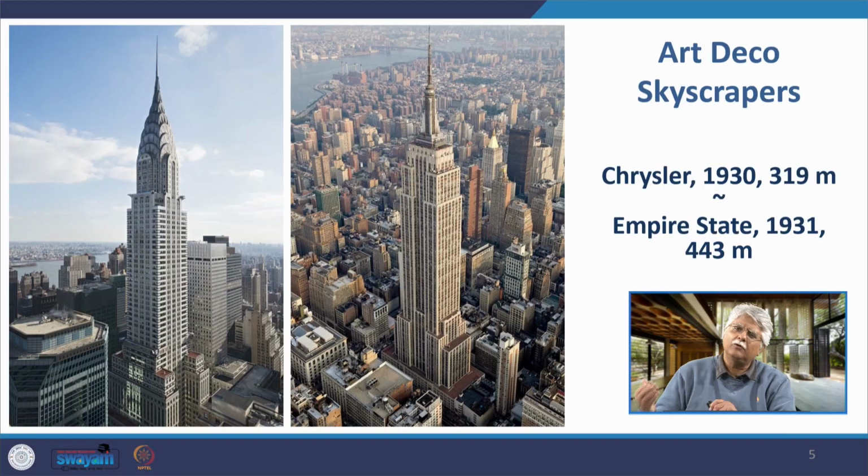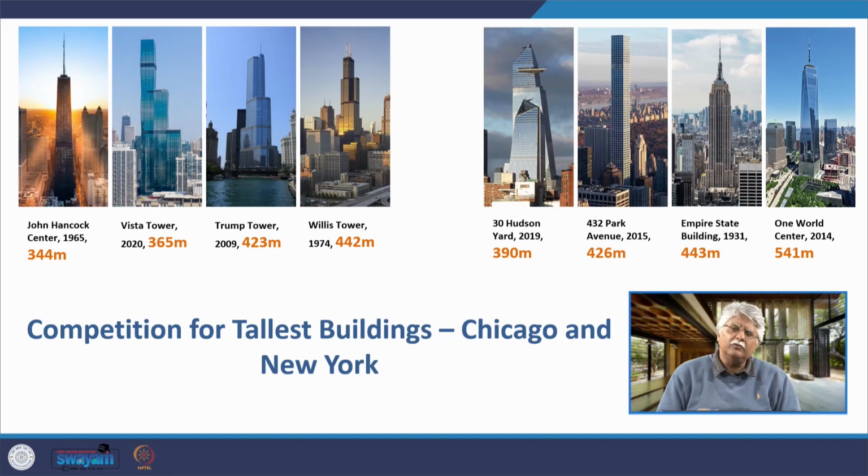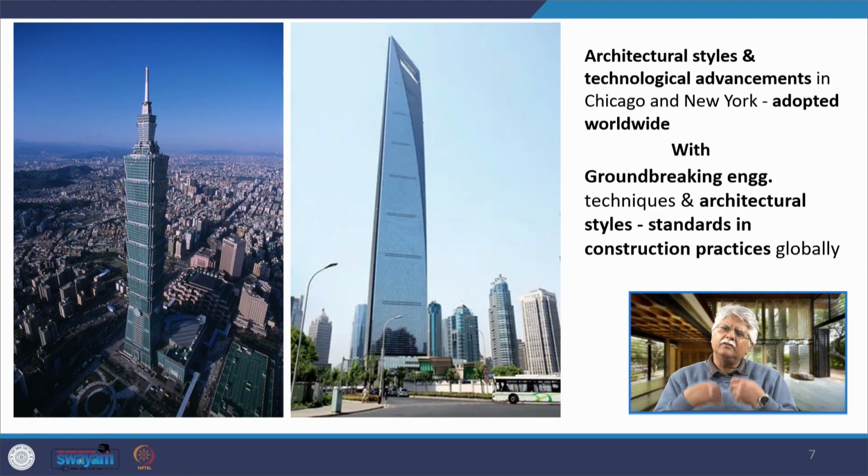Then we talked about the rise of the Art Deco style and how it impacted skyscrapers, particularly two iconic skyscrapers, the Chrysler Building and the Empire State Building, both of them in New York. And then we had also seen the competition that rose between Chicago and New York to make the tallest buildings, and it continues till today. We also saw how architectural technology and advancements that grew out of Chicago and New York transformed skyscrapers globally.